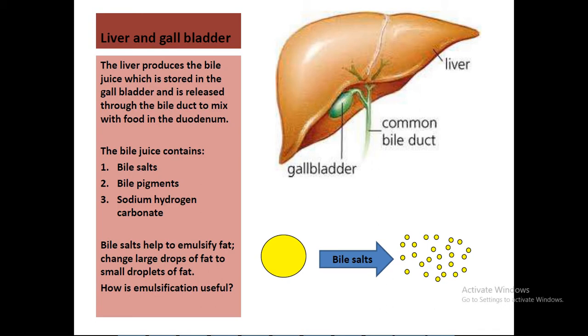Bile salt helps to emulsify the fat, meaning it breaks down the fat molecules. And here you will see a large yellow fat molecule. Bile salt reacts with it and makes small fat molecules. It changes large drops of fat into small droplets of fat. How is emulsification useful? Give the answer, write it in your notebook and discuss it with your teacher.